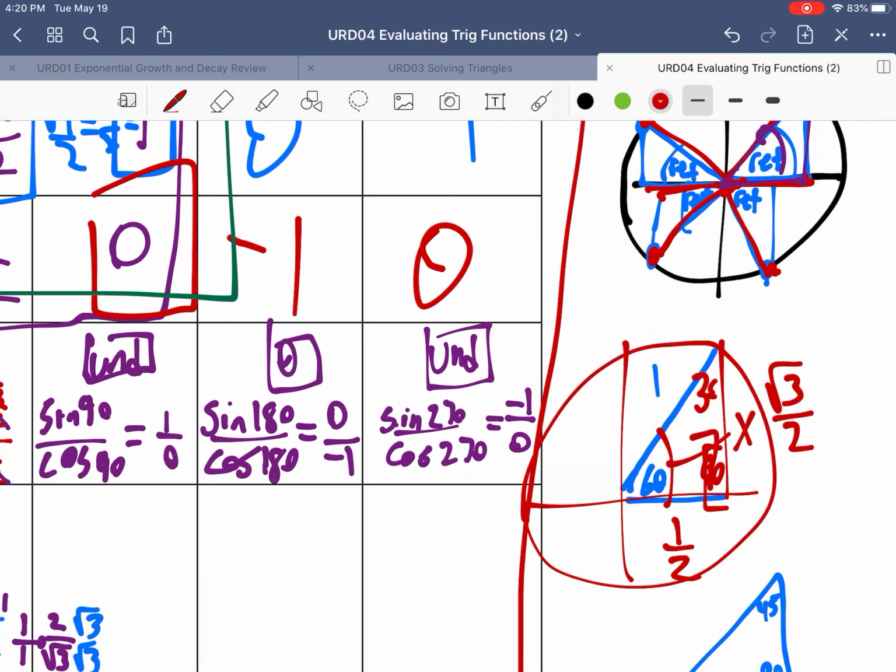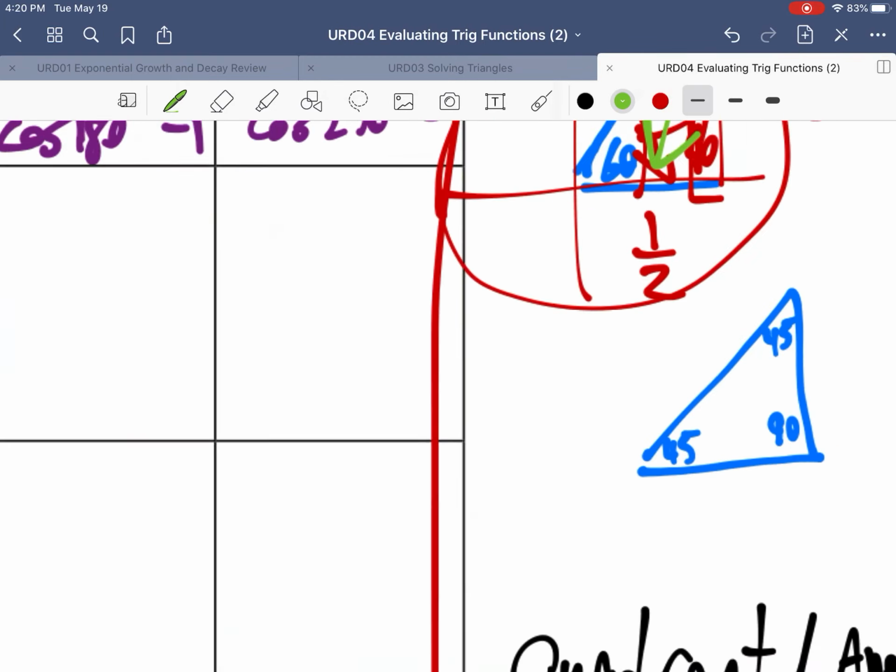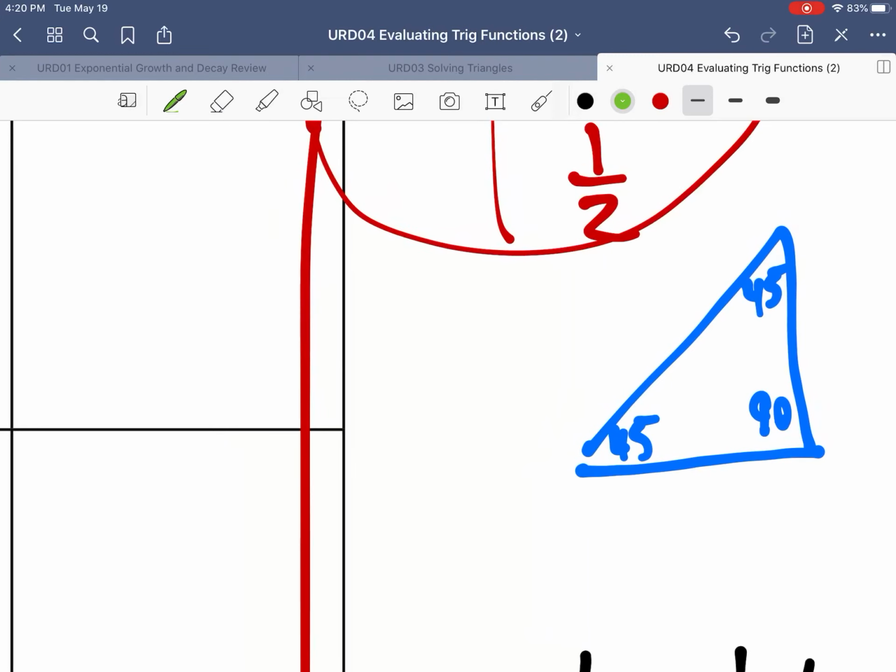So the opposite side is the sine. So the sine of 60 is radical 3 over 2. The adjacent side is the 1/2. So that's where the cosine of 60 comes from. And then if we were to look at this triangle from the 30-degree angle, the opposite side is a half, which is where the sine of 30 comes from, and the adjacent side is radical 3 over 2, which is where the cosine of 30 comes from. So that's where those values come from in the table.